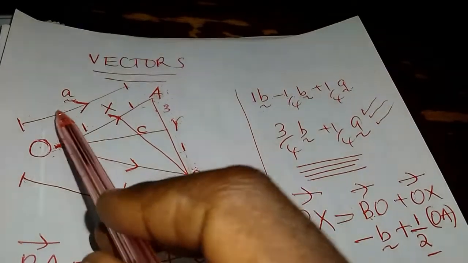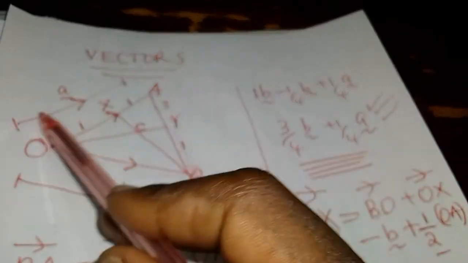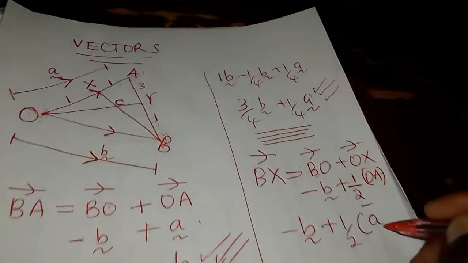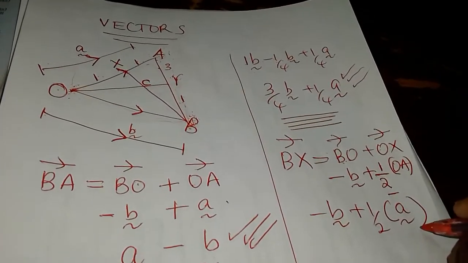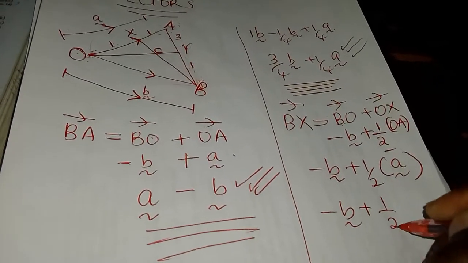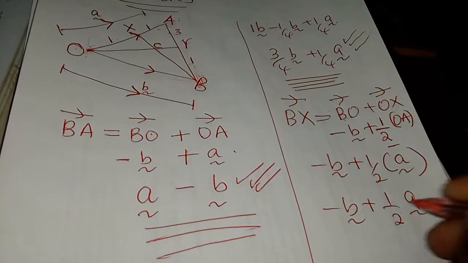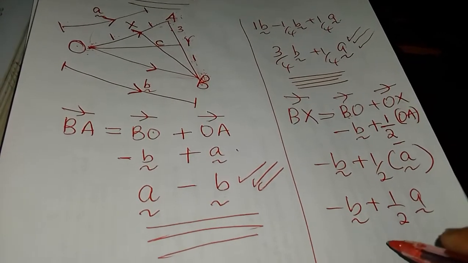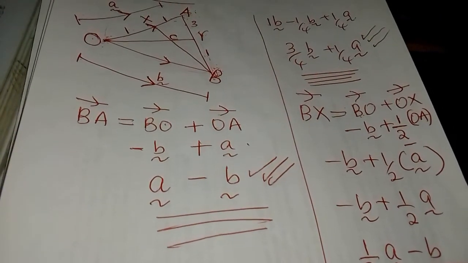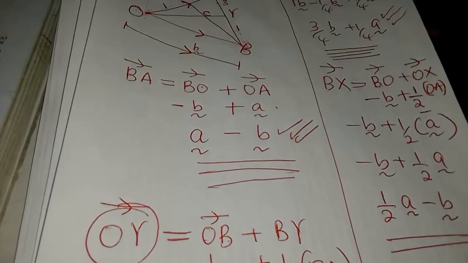What is OA? Of course it is in the same direction, so we don't need to use a negative sign, and the whole vector OA is A. So I'm going to say plus A. Great. So I'm going to have negative B vector plus a half A vector. I can rearrange to put the negative in the middle. So I'm going to start with half A vector minus B vector. Great. That one becomes our final answer.